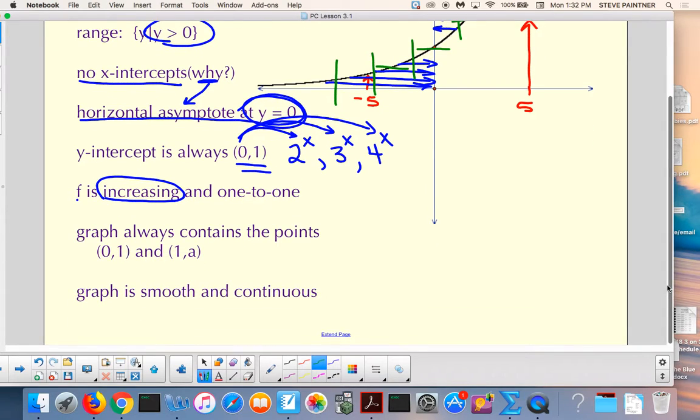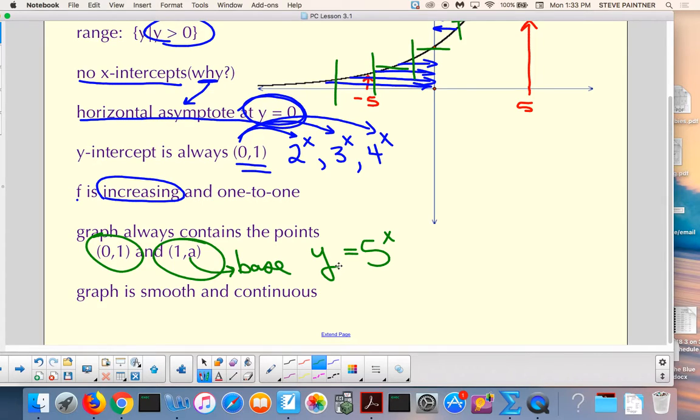Okay? The graph always contains the points, what points? 0, 1. I already said that right here, by the way. And 1, comma, A. What's A? A is the base. So if I gave you 5 to the x, if I put 1 in, what's the answer, guys? It's the base. That's what that says, 1 comma base. The graph is smooth and continuous. I think you can see that.